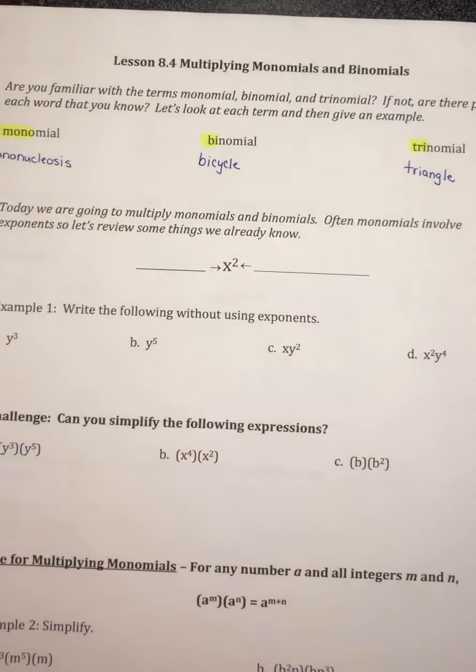Okay. So monomial is really talking about one term. Binomial, our prefix bi, two. Trinomial, our prefix would be 3. So today we're going to be multiplying monomials and binomials. Often monomials involve exponents. So let's go over a few things that we've learned previously about exponents.